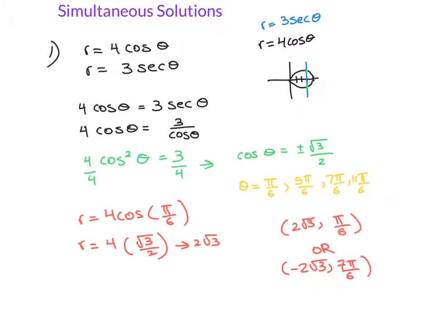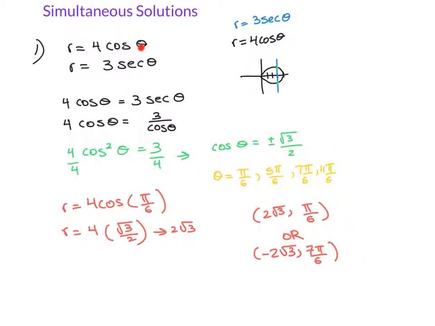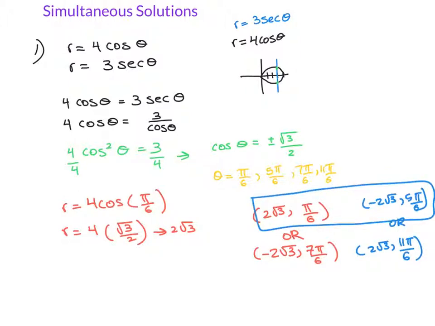Now to get the 5 pi over 6, you can also plug it in. So cosine of 5 pi over 6 is going to be negative root 3 over 2 times 4. That's going to give me negative 2 root 3. And the angle is 5 pi over 6. Or you can write it as 2 root 3, 11 pi over 6. So these are the two solutions, or a combination of those two. Instead of the pi over 6, you can write the 7 pi over 6. Instead of the 5 pi over 6, you can write the 11 pi over 6. Then these two are just repetition. So this is how you solve algebraically.